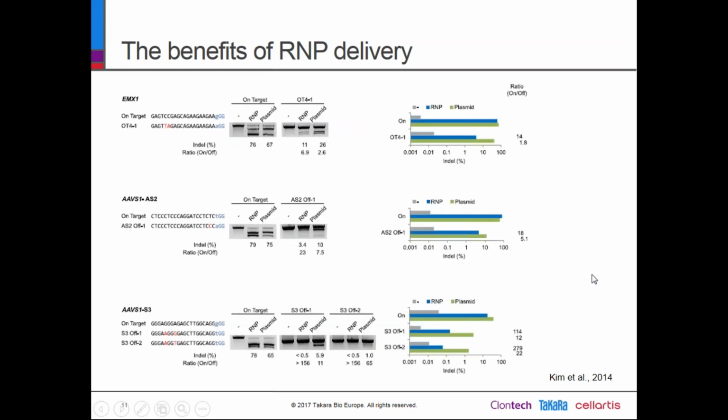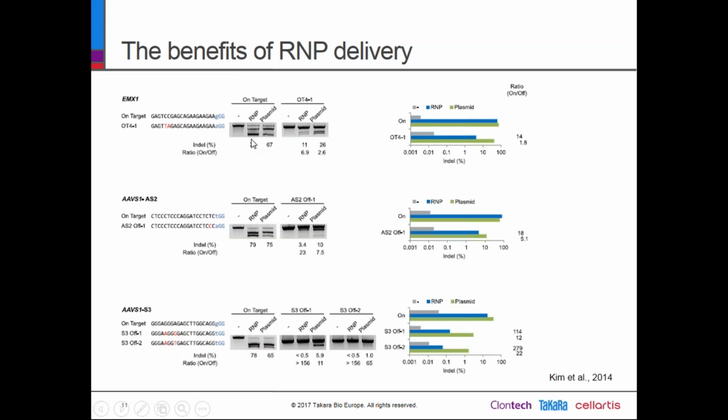Even more interestingly, the same authors have also shown that RNP delivery, compared to plasmid delivery, helps to reduce off-target effects. The authors think that this is due to the very short burst of activity of the Cas9 protein when using RNP delivery. They targeted 3 different genes: the EMX1 gene, the AAVS1 locus, and 2 different off-target sites for this locus. You can see that they differ in a few bases, and also 1 off-target site for the EMX1 gene.